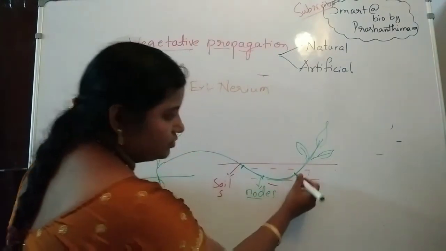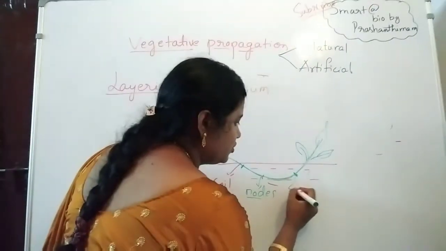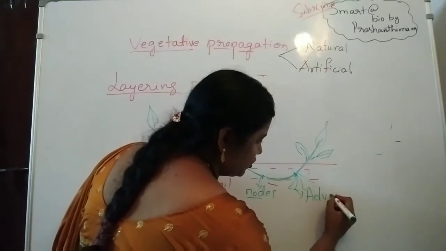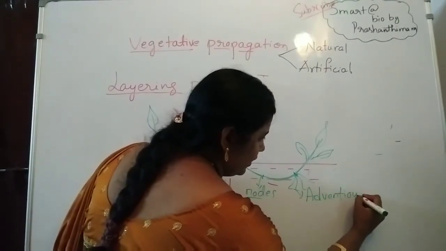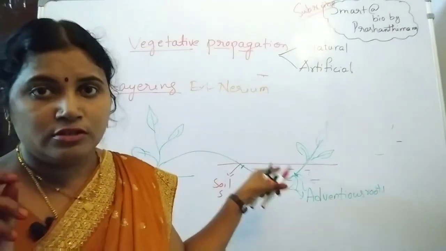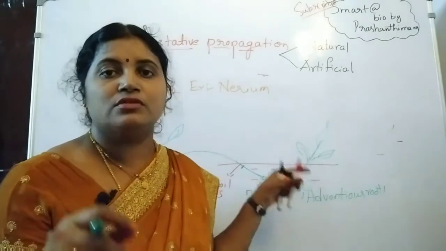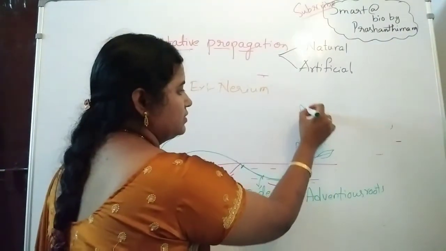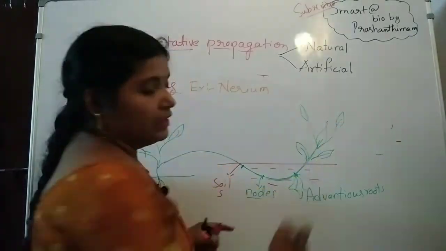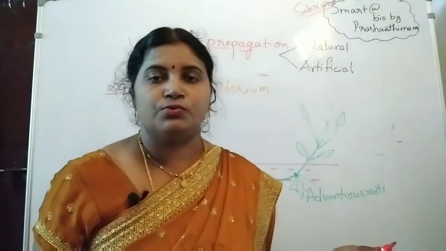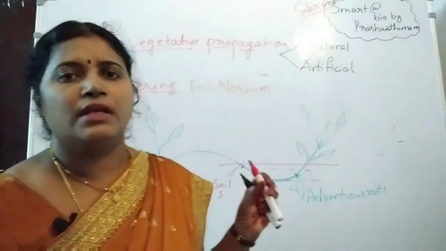So from these nodes onwards, adventitious roots are going to grow. Adventitious roots form from the nodes, and when the adventitious roots form, automatically growth takes place, and if we remove the connection also, it can grow as an individual plant by the simple layering method.